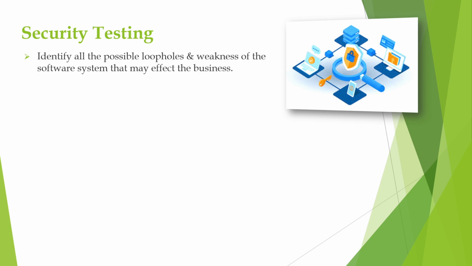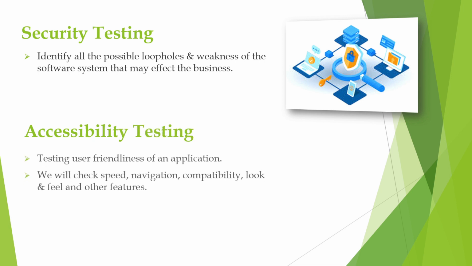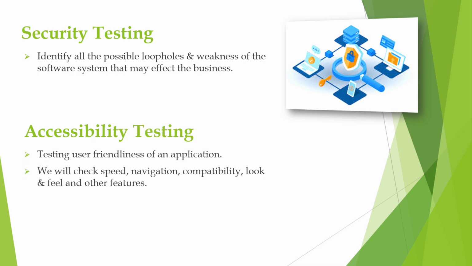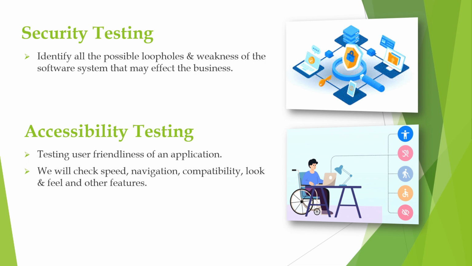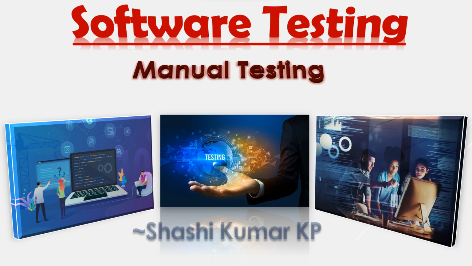Next, we'll see another type of testing, that is accessibility testing. In accessibility testing, we'll be testing the application from a physically challenged person's point of view. This type of testing is called accessibility testing. It is also called ADA testing, that is American Disability Act testing, and it is also called 508 compliance testing.